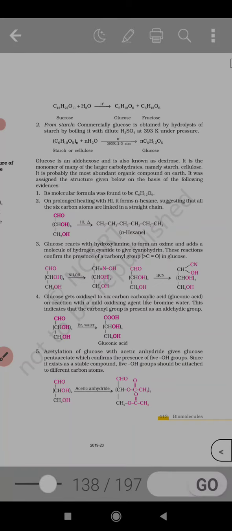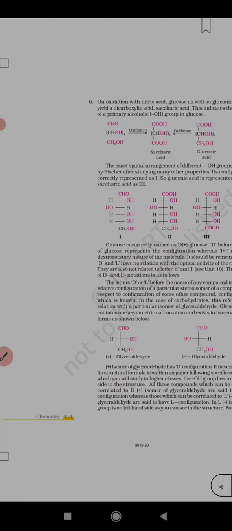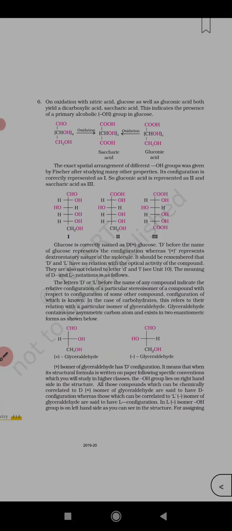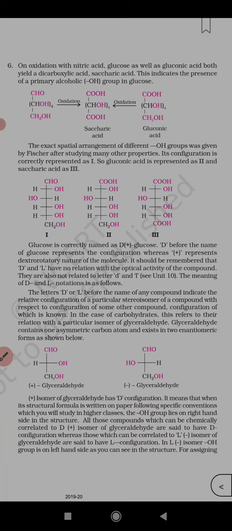Acetic anhydride. So it was giving pentaacetate. We confirm that it has 5 OH groups on different carbon atoms, as it is a stable compound. Now let's talk about a very important thing, that is the sixth one, on oxidation with nitric acid.